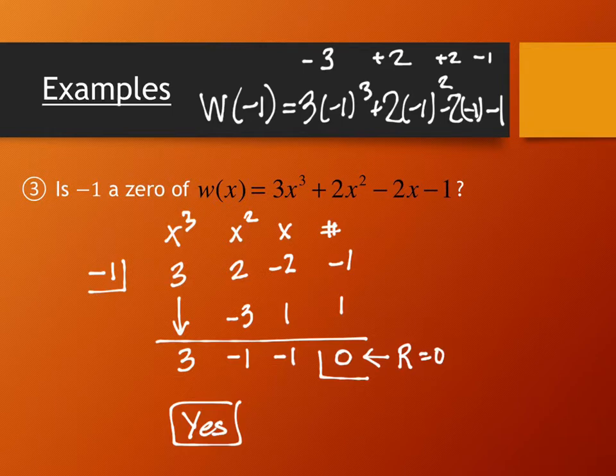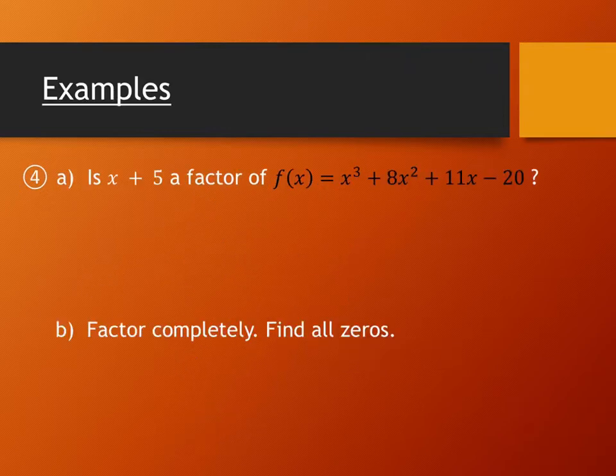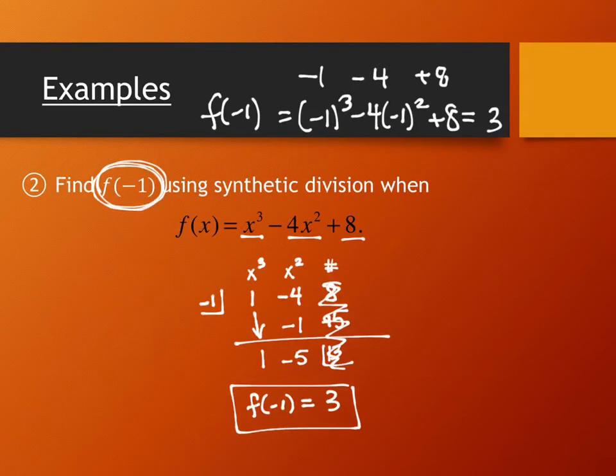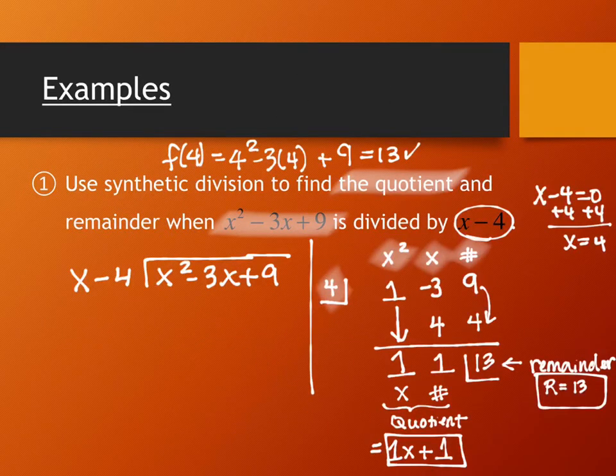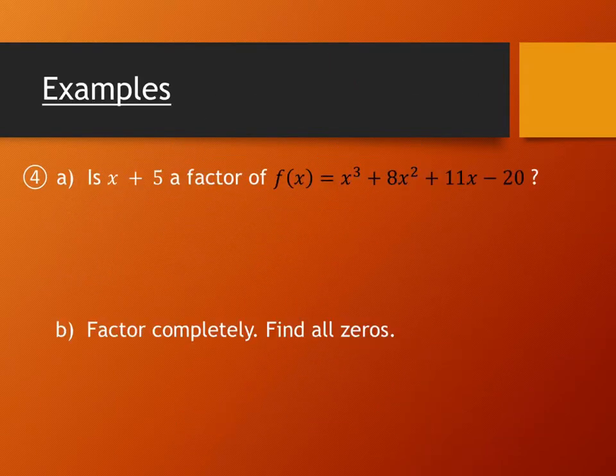I realize it's not exactly the same, but the process that we're using on all of them is the same thing. It wants to know, is x plus 5 a factor of x cubed plus 8x squared plus 11x minus 20? So this is much like the very first problem over here, where it says x minus 4 here at the end. And what we had to do is set it equal to 0 to find the value on the outside of the synthetic division, the corner value. So we're going to do that here as well.